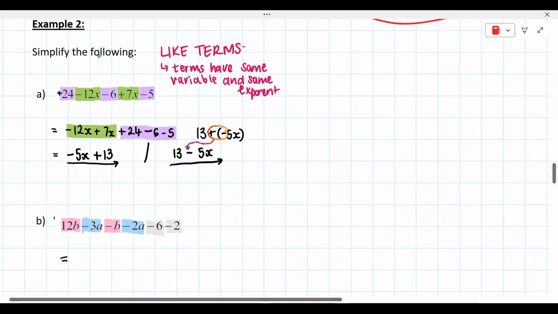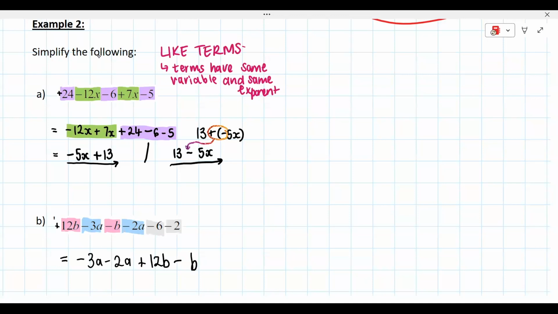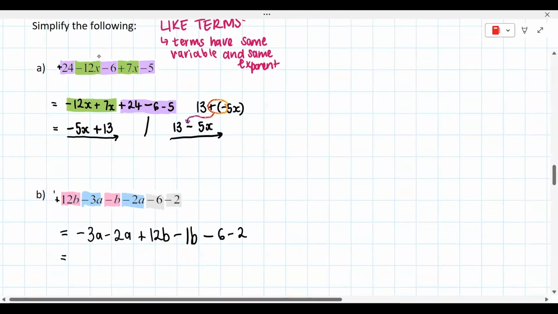I'm going to start with the A terms. Remember, like I said, we generally try to put the constants right at the end. And if I have multiple different variables, I try to go in alphabetical order. Again, if you've written it in a different order, it's fine. We'll chat about it in a second. But you've got minus 3A minus 2A, so those are your A terms. Then you've got plus, remember that's a positive, 12B minus B. If you need to write 1B to remind yourself that it is a 1, that's fine. Minus 6 minus 2. So if we sort out those A terms, minus 3A minus 2A is minus 5A.